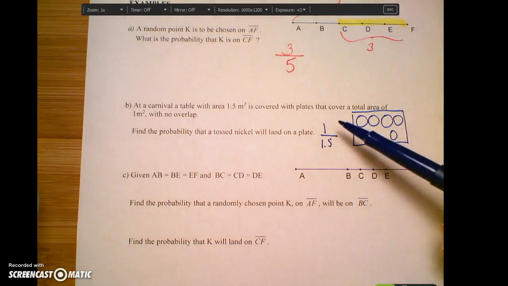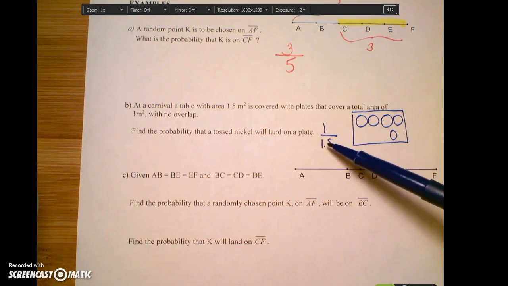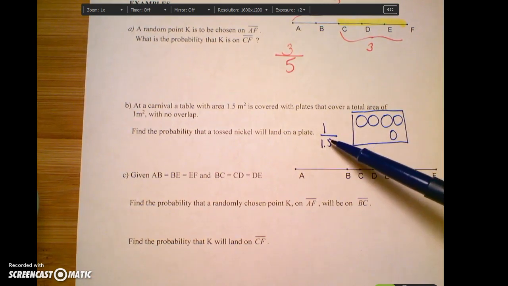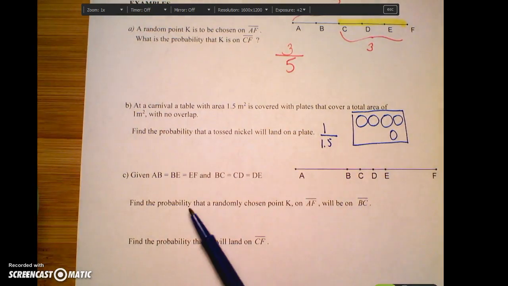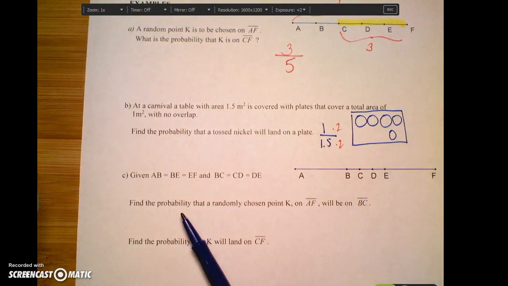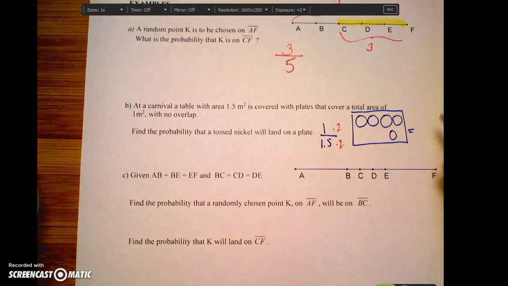Now, for fractions and for probability, we don't want to leave a decimal mixed in with a fraction. So you have some options of how you can achieve integers for the top and for the bottom. The easiest one to do is to multiply the top and the bottom by 2, and when you do that, you will end up with a probability of 2 over 3. So there's a 2/3 chance that when you toss the nickel, you land on the plate.